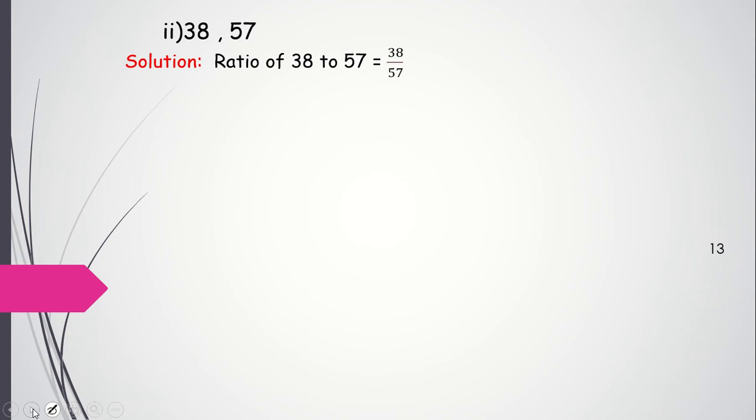38 and 57. Both of them are divisible by 19. 19 2s are 38 and 19 3s are 57. So we'll divide it like that. So the reduced form of this ratio would be 2 upon 3 or 2 is to 3. It can be further written as 2 is to 3.